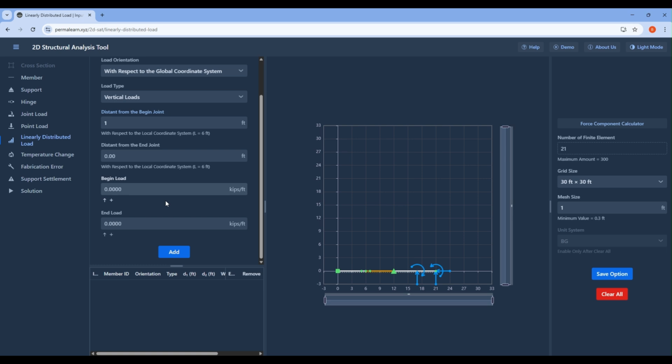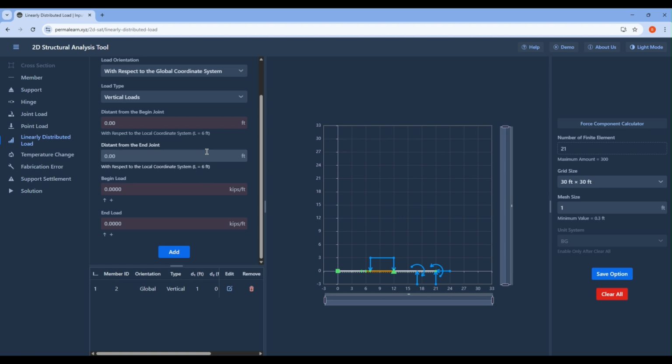And the begin load here is the starting load at this location. For example, I want it to be uniform, so I put negative 9 downward, and the end load here also negative 9, which means that, for example, point B here is 6, so from this 7 feet until this 12 feet, it will generate the uniform distributed load of negative 9. So as you can see here, at this point is x equal to 7, and at this point is x equal to 12.